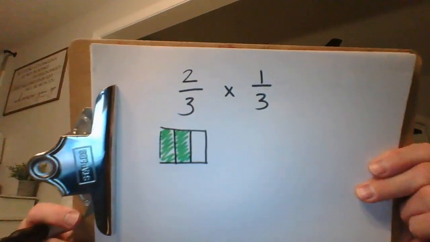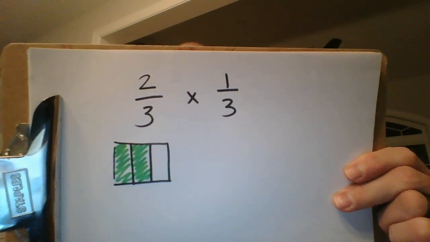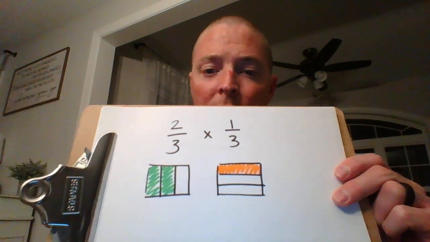If you take a look, my columns are green for that 2/3. 2 of the 3 are shaded. And then the other way, I'm going to go with rows, and you'll see why I do that in just a second. This time I'm going to use orange just to be different than the green, and I'm only going to shade in one of those. So that's what it looks like. I have my 2/3 times my 1/3.